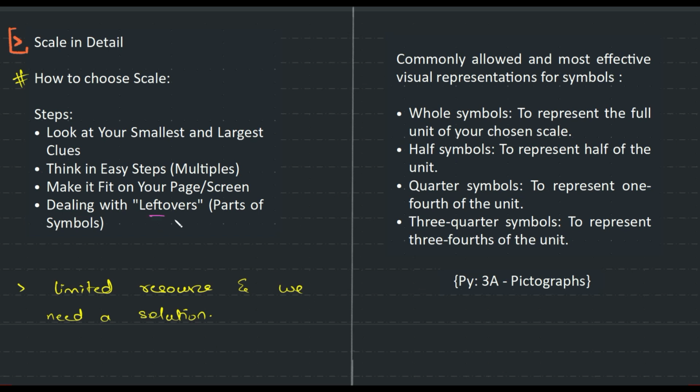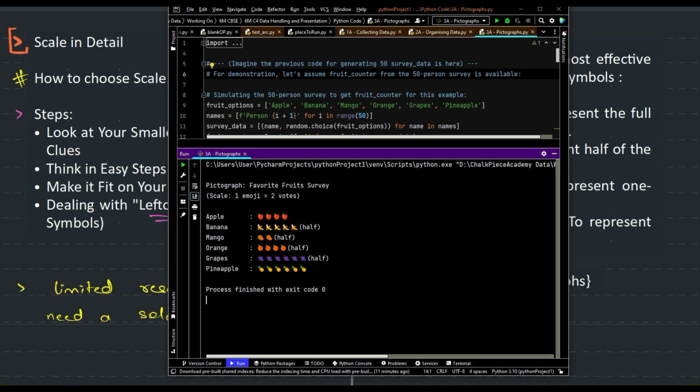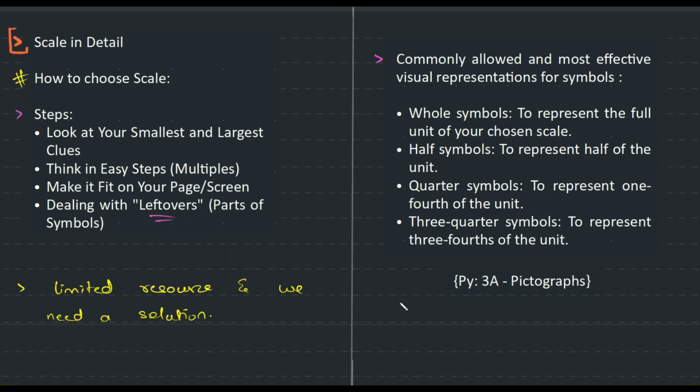Now, how do you deal with leftovers? Okay, this is part of leftovers. Say you choose a scale of 2 in this case. We have a scale of 2, but what if you end up with an odd number? Then we use fractions, actually, half. I'll show you guys that as and when we're doing it. Basically, whatever symbol we use, we use half of it, 1/4 of it, and so on and so forth.